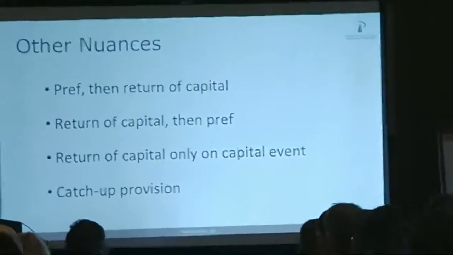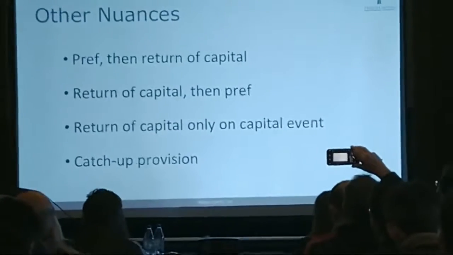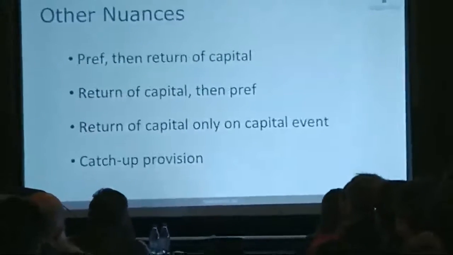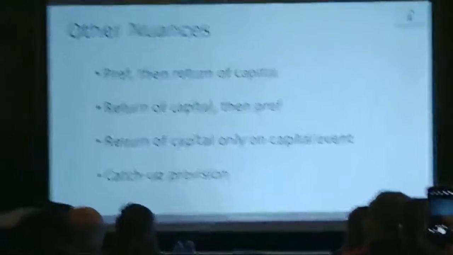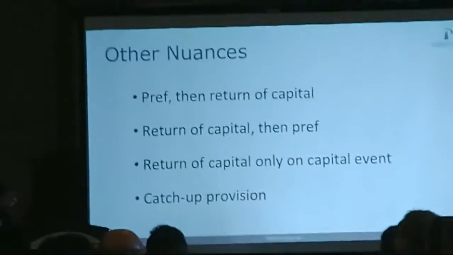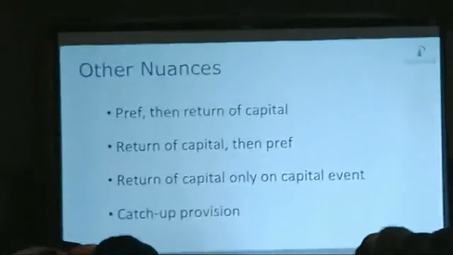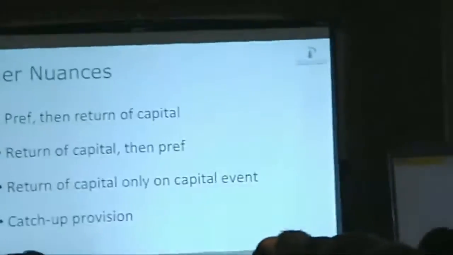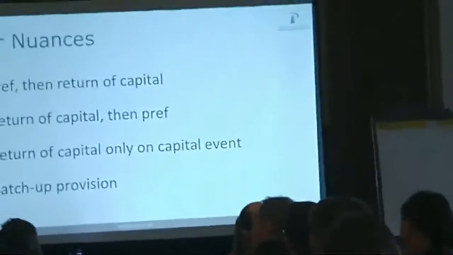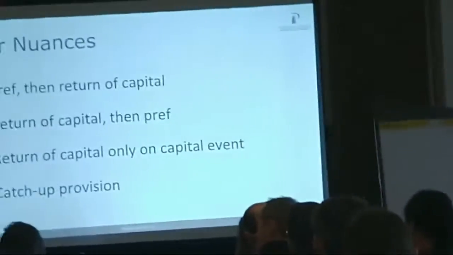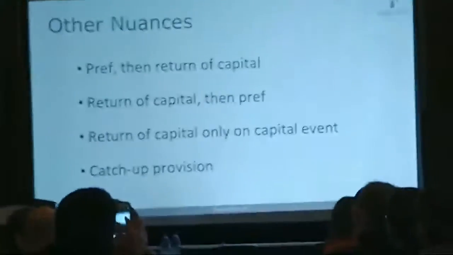And then a catch-up provision. I think you mentioned a catch-up provision. So a catch-up provision is another kind of tricky area around a pref. What a catch-up provision is, it will say the investor gets 100% of the return until they reach an 8%. Then the sponsor gets 100% of the return until the sponsor has earned the same amount of money that the investor had earned up to that point. And then after that, there's a split. Let's say it's 70-30.